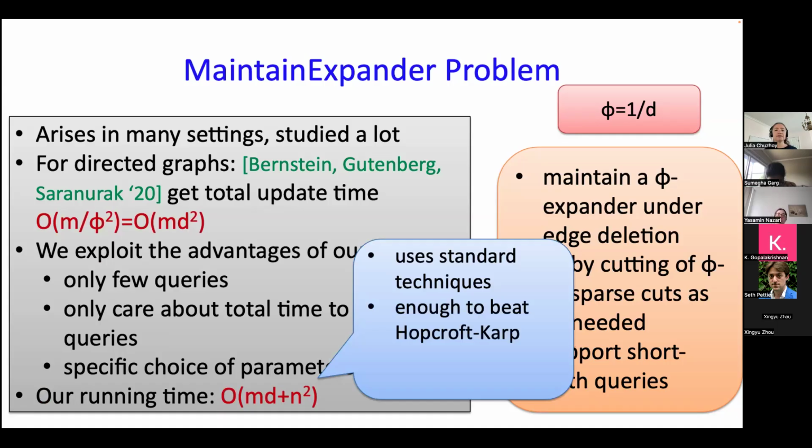And this running time is sufficient to get our SODA result, to get an algorithm that is faster than Hopcroft-Karp for moderately dense graphs. But this is still too slow for our STOC result. And not only is it too slow, this running time is only achieved for some very specific choice of parameters. And to get the STOC result, we needed it to work for a broader range of parameters.